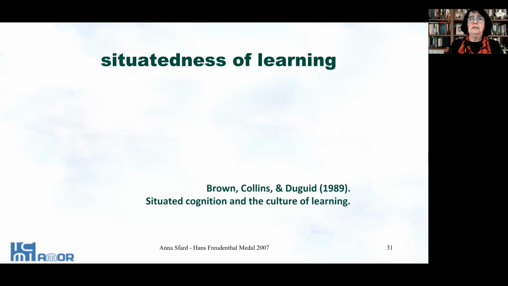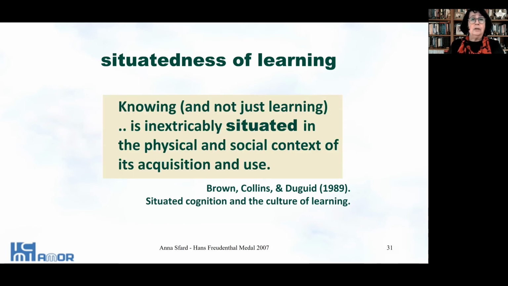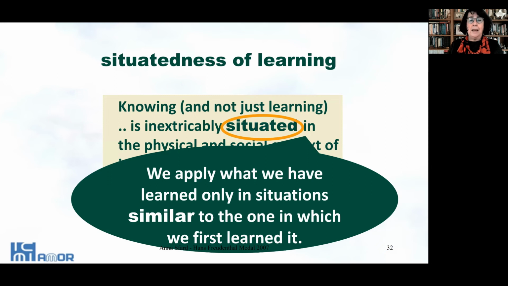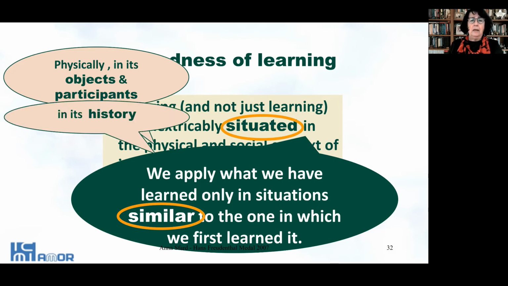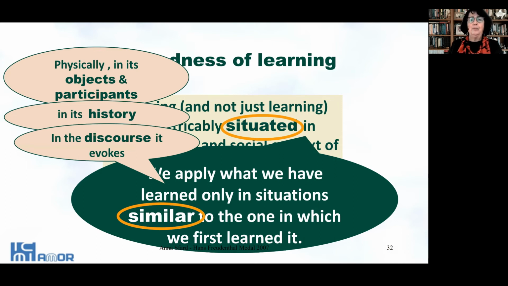Researchers summarized this and similar findings collected in different settings all over the world, claiming that knowing, and not just learning, is inextricably situated in the physical and social context of its acquisition and use. By situatedness of learning, they meant that we apply what we have learned only in situations closely similar to the one in which we first learned it. The similar here means that the current task situation is close to the one in which a routine was first learned, with the similarity judged by such aspects as the situation's physical constituents, its objects and participants, its history, and in result, the discourse to which we usually turn when thinking about it.